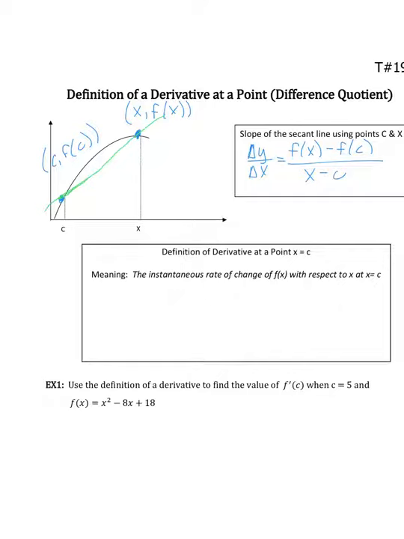This piece right here is called the difference quotient. Difference, of course, meaning subtract. Quotient meaning divide. So that is the difference quotient. You'll see that a lot, and you'll hear me refer to the difference quotient. Okay, so what does that do for me? That gives me the slope of that secant line.